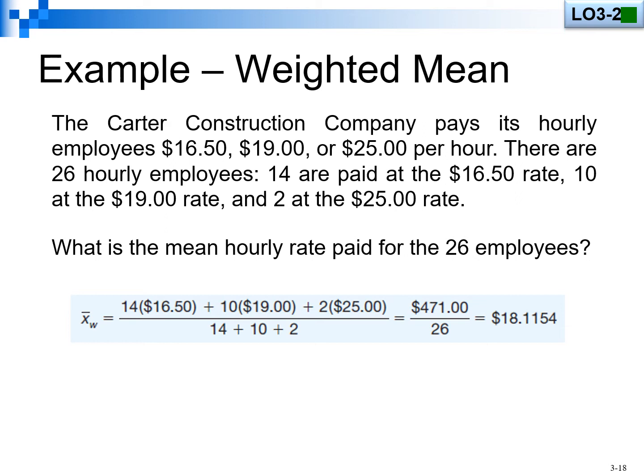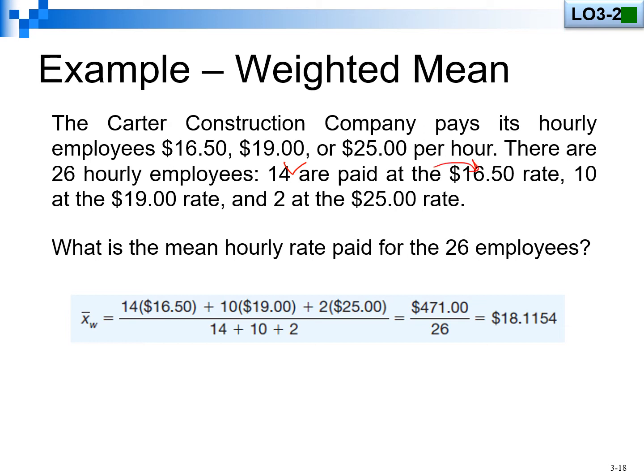So in this case, notice it says that this company pays their employees $16, $15, $19, and $25. We're going to let those represent xi, or x1, x2, and so forth. And then the weights are going to be how many people earn these rates. So down below, to get a weighted hourly wage rate, there are, in this case, 26 hourly employees in total, 14, that's the weight, 14 are weighted at this number.